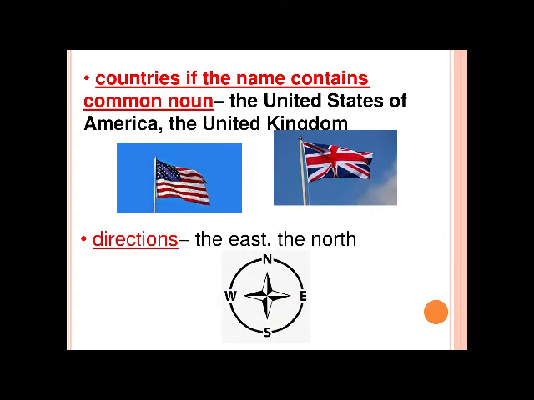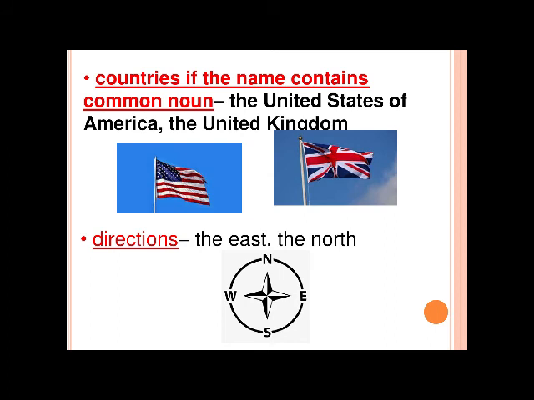Countries, if the name contains a common noun. Now this is an interesting point. Names of countries don't actually have the used before them. But if there is a common noun in the name of the country, then we will use the with it, like the United States of America. Here, states is a common noun. That's why we have used the United States of America. The United Kingdom. Here, kingdom is a common noun. That's why we have used the in this name also.